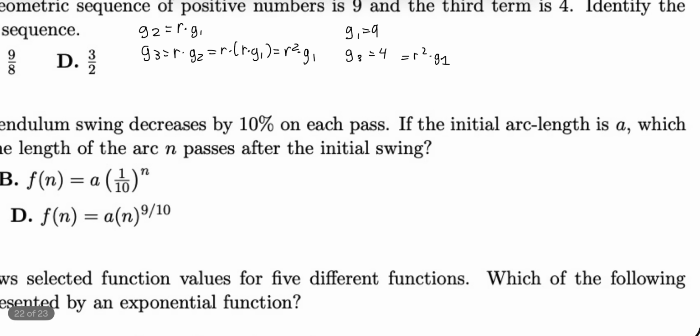So that's basically 4 is equal to R squared times 9, and then we get R squared is equal to 4 over 9. Take the square root of both sides, and you get that R is equal to plus or minus 2 over 3. We know that all the terms in the sequence are positive, therefore we are going to take R is equal to 2 over 3 instead.